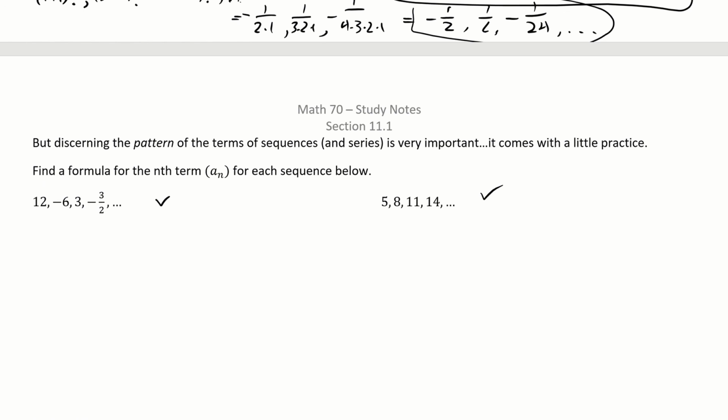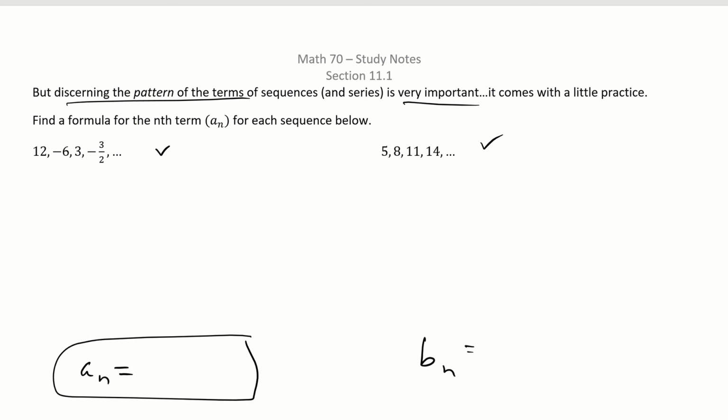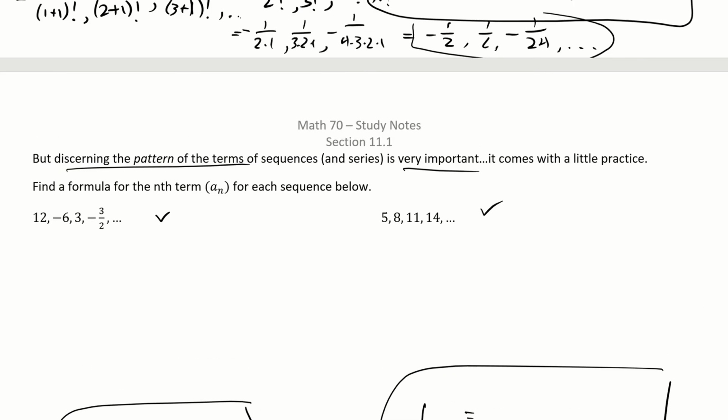So let's do a couple of these guys. Discerning the pattern is very important. It takes a little practice. So the end of this is what we want to say is, oh, I get it. A sub n is this formula. Maybe you want to call this guy B sub n. It's up to you. Those are just names. And that's what we want to be able to do. So let's take a look.